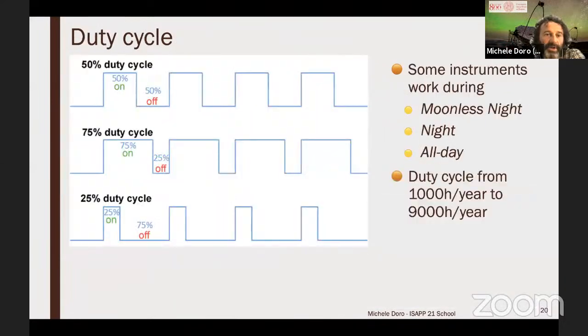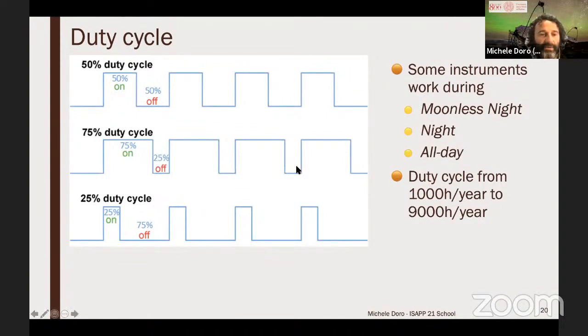Okay, field of view, what else? Another point it's important to understand is the duty cycle of an instrument. If you have an instrument, for example, that is working only at night, then it's easy to compute. You have roughly 1,000 hours of moonless night per year, out of 9,000 hours per year. That's if everything goes well and the weather is fine, your duty cycle is 10% or less.